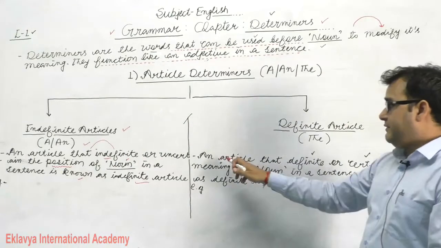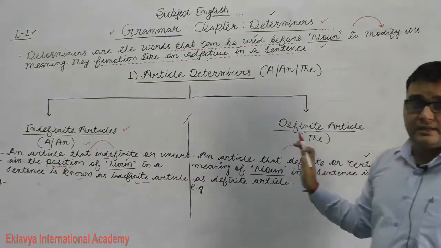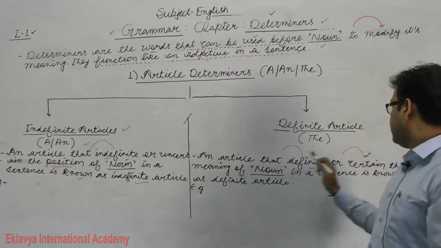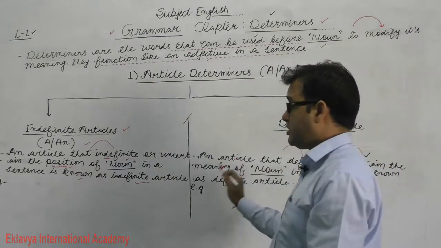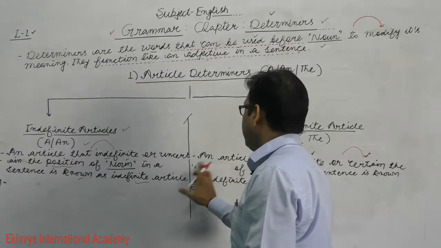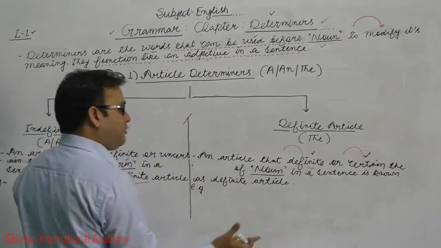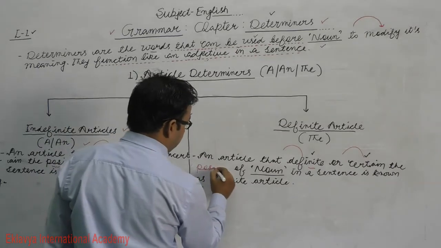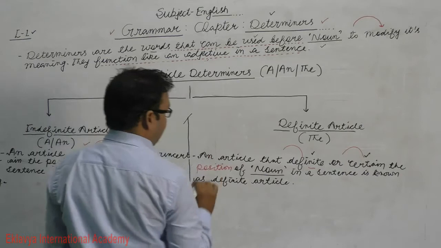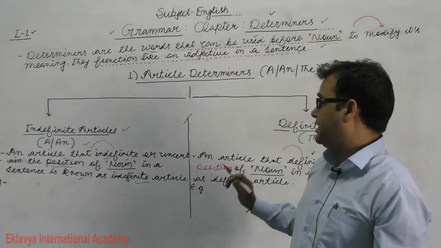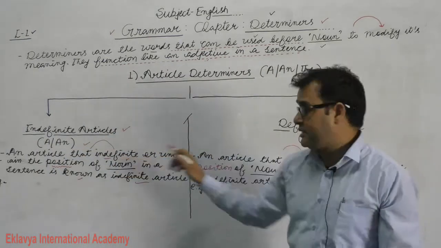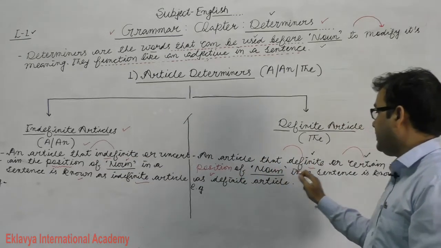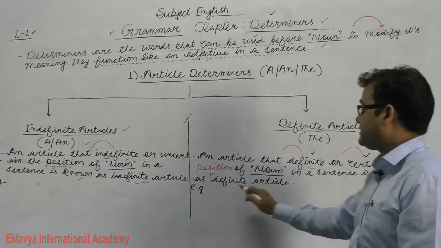Okay, here we have an article that definite or certain the position of noun. The word should be position of noun, not the meaning of noun here. The meaning lies in the position, but we'll speak about position because I mentioned position there. An article that definite or certain the position of noun in a sentence is known as definite article.